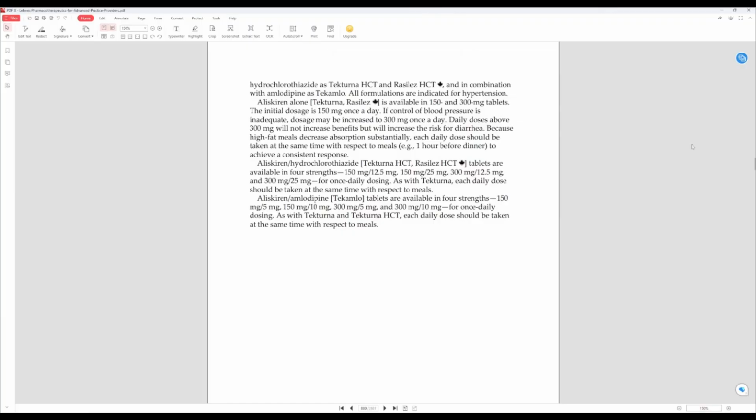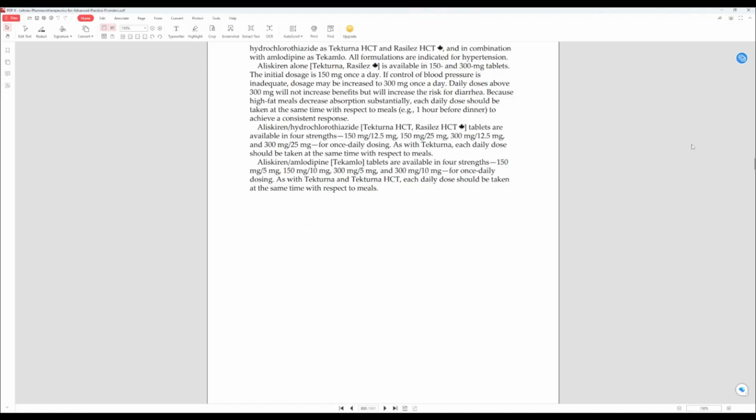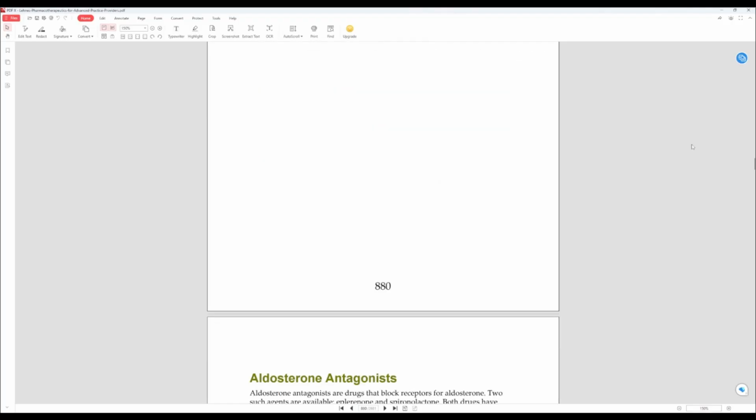Aliskiren hydrochlorothiazide tablets are available in 4 strengths: 150 milligrams and 12.5, 150 and 25, 300 and 12.5, and 300 and 25 for once daily dosing. As with Tekturna, each daily dose should be taken at the same time with respect to meals. Aliskiren amlodipine, Tekamlo tablets are available in 4 strengths as well: 150 milligrams and 5, 150 and 10, 300 and 5, and 300 and 10. For once daily dosing, as with any other medication prior, each daily dose should be taken at the same time with respect to meals.